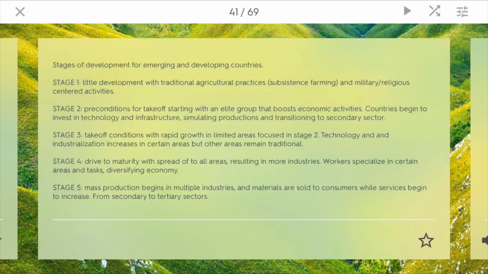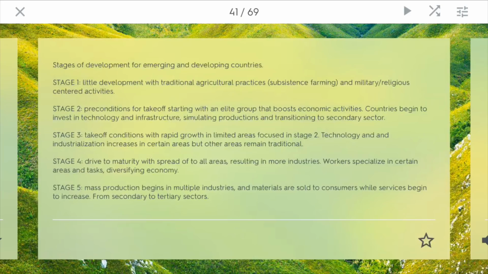Rostow's stages of growth. This is a stage of development map for emerging and developing countries, usually LDCs. There are 5 stages. The first begins with little development with traditional agricultural practices, generally subsistence farming, and military and religious centered activities. Military and religion are generally held in very high esteem in these cases.